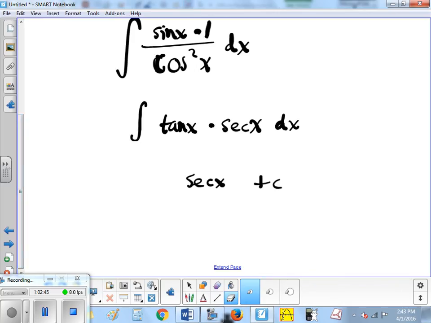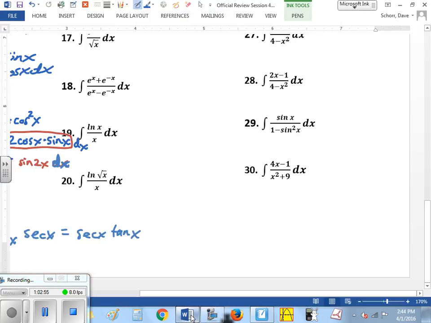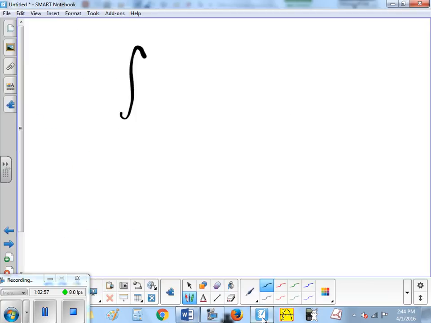So last one. This is a long session. Thanks for staying. Our last problem, let's go and write it out. It's 4x minus 1 over x squared plus 9. And we're going to split this into two parts.